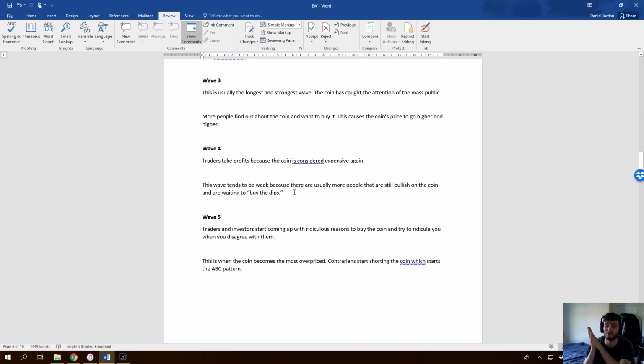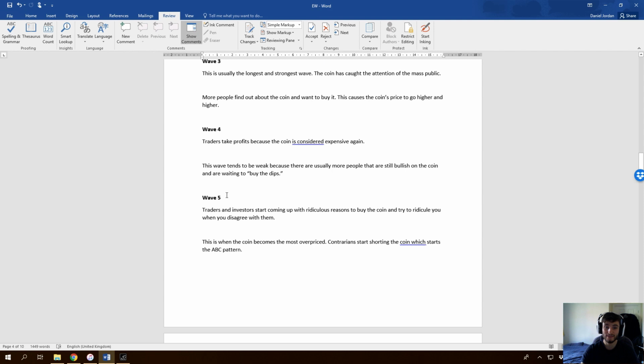So after a 120% move upwards, when the coin starts to move down, say 30%, then there are people ready and waiting for their coins. Maybe they took profits at the top, or other traders are waiting to buy the dip. Okay, buying the dip is when the coin moves down in price and they're ready and waiting with their orders. And that obviously causes the start of wave 5.